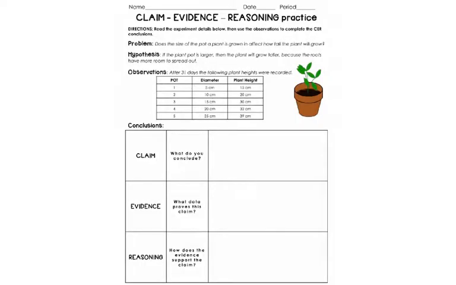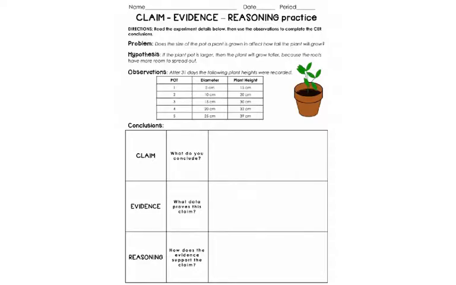Now, here is your attempt. And this sheet will also be provided for you, so you don't have to worry about zooming in on this video. But let's go over what you're going to do here. Claim, evidence, reasoning, practice. Directions: read the experiment details below, then use the observations to complete the CER conclusions. The problem: does the size of the pot a plant is grown in affect how tall the plant will grow?